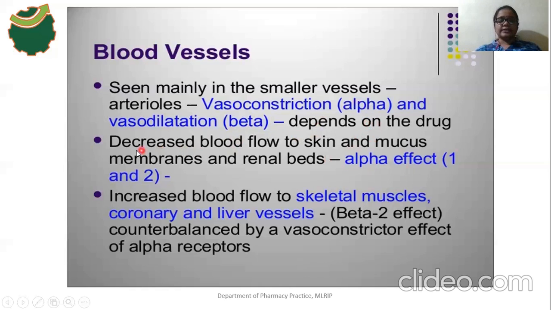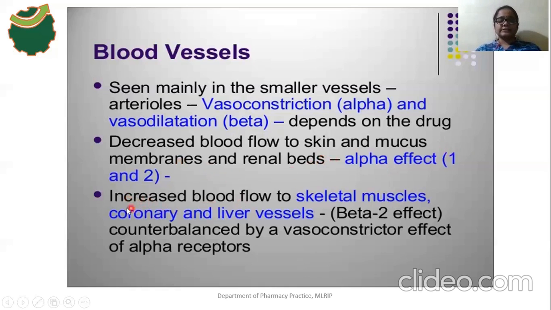Okay, and there is a decrease in the blood flow to the skin region, to the mucous membrane region, and the renal region also, because of the alpha 1 effect and alpha 2 effect. So what is the alpha 1 and alpha 2 effect? That is the vasoconstriction effect. So what is the action of alpha receptors on vascular smooth muscle? That is the contraction effect. So as a result of vasoconstriction, there is a decrease in the blood flow to the skin region and the mucous membrane region.